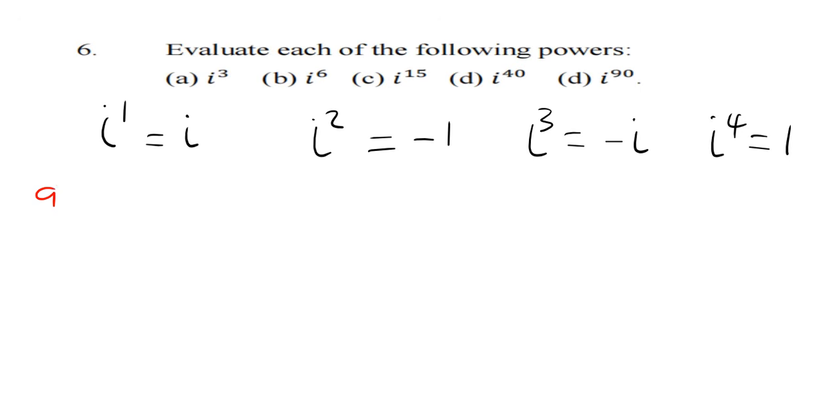Okay, let's start with the first one. We've got I to the power 3. So we've already talked about what I to the power 3 is. It's going to give us -I. Then we come to B.